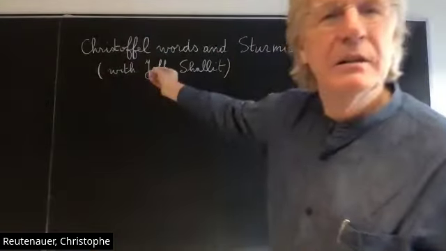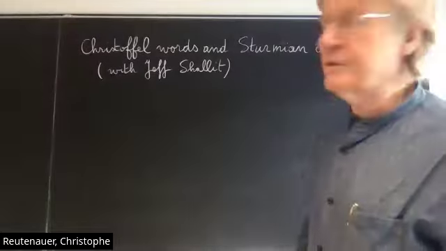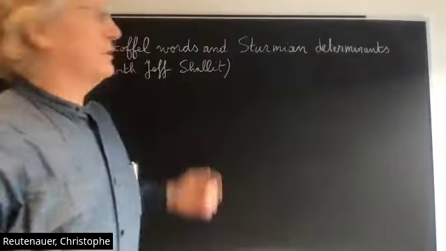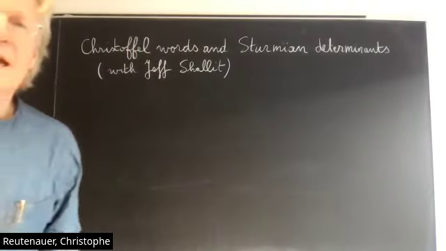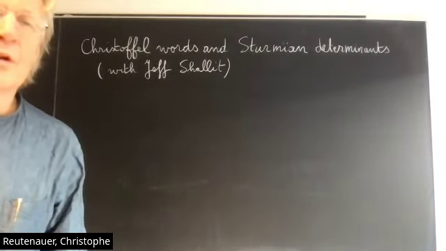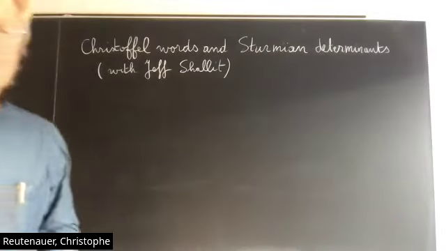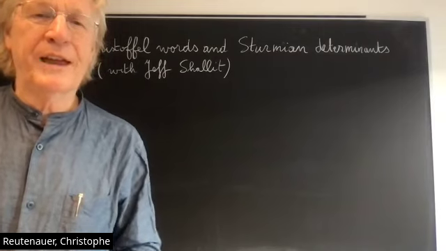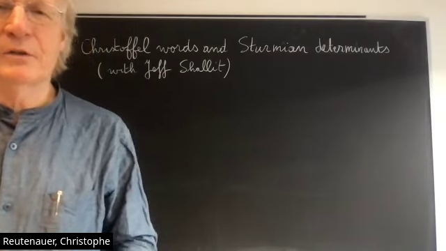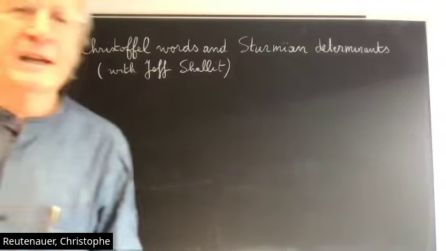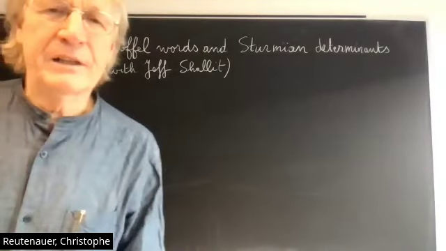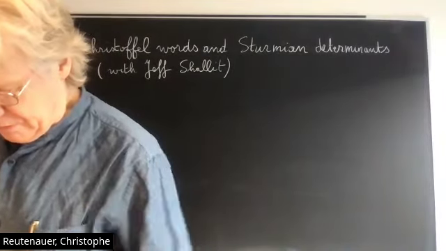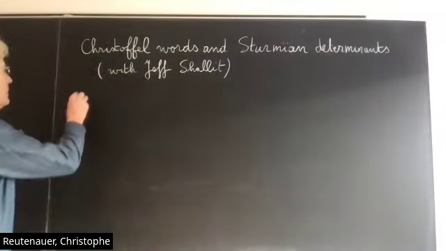Can you read what's on the blackboard? So the title is Christoffel words and Sturmian determinants. It's a joint work with Jeff Shallit. And I want to thank especially Jean-Paul Allouche because he encouraged us several times. And so let me start now, really, the talk.